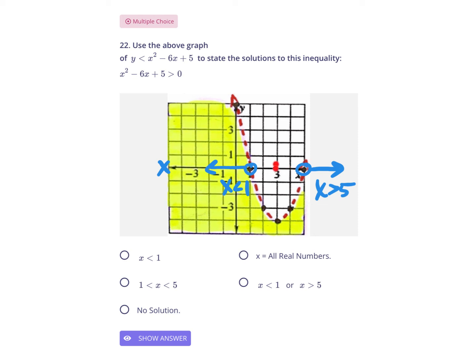If the areas would have been together, if it would have been shaded on the inside, you write the area together as a compound inequality with x in the middle, smaller number on the left side, bigger number on the right side with less than symbols. But these are apart, so it's going that way or that way. So we're going to say x is less than 1 or x is greater than 5, and that is your answer right there. x is less than 1 or x is greater than 5.